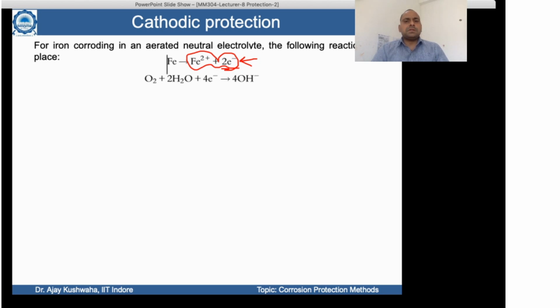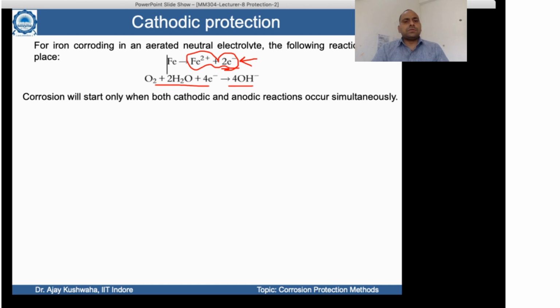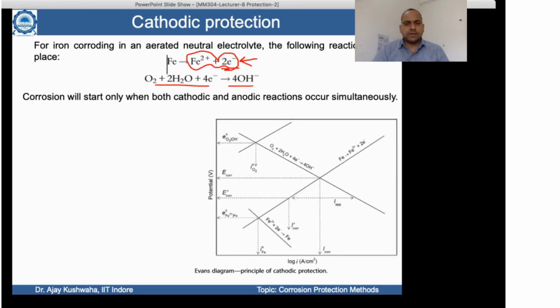And similarly, the hydrogen and oxygen reaction is there, which is creating 4OH-. So this reaction is happening. Corrosion will start only when both cathodic and anodic reactions occur simultaneously. And we can see here the figure. This figure shows one reaction, and this figure shows the other reaction. So the first one is the anodic reaction, if you remember we have already discussed earlier, and this is the cathodic plot. So this is the figure where you can find the E corrosion value.